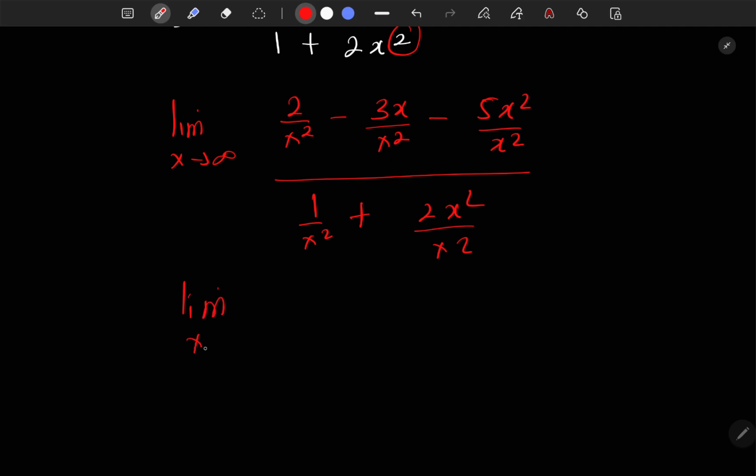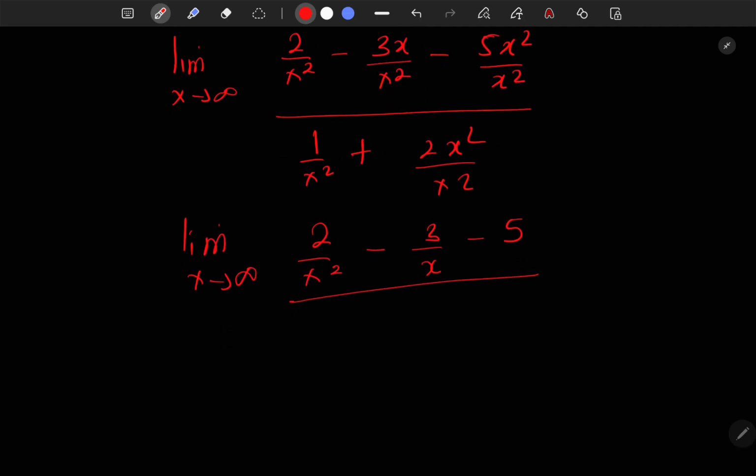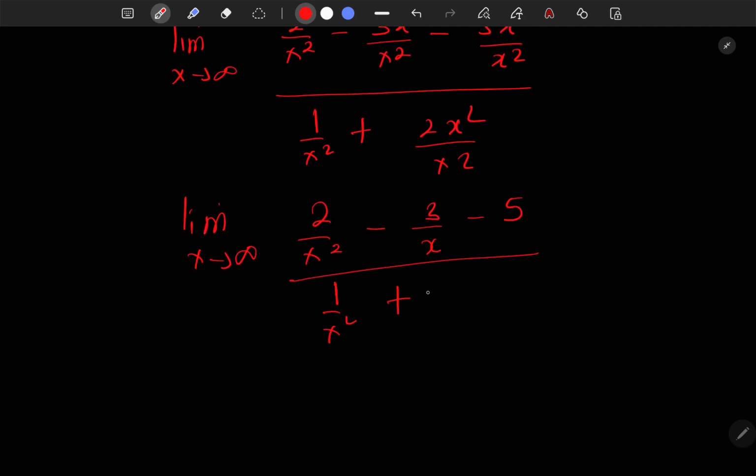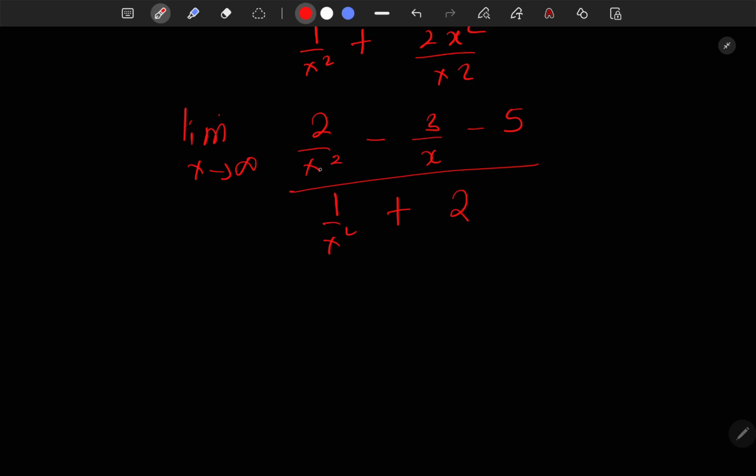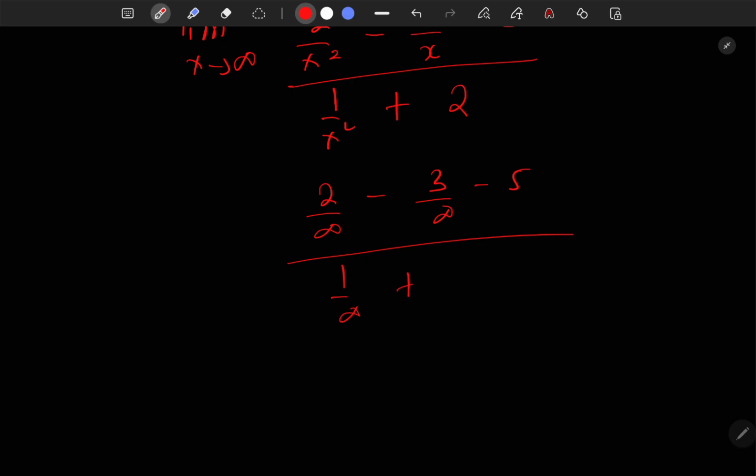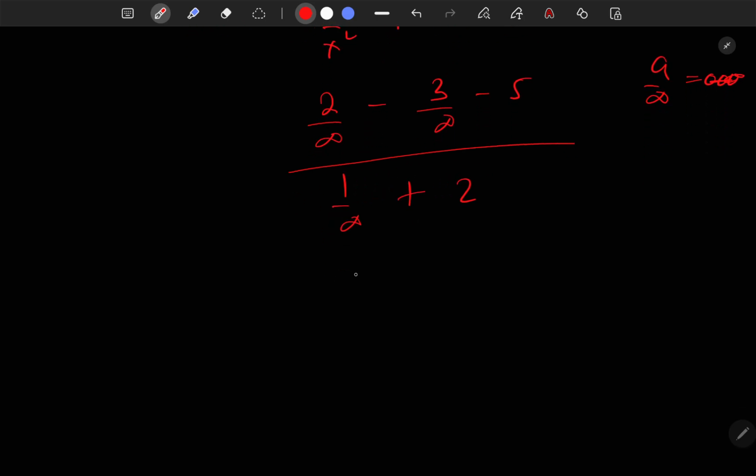Meaning the limit as x approaches infinity becomes 2 over x² minus 3 over x minus 5, over 1 over x² plus 2. Now, if I substitute infinity here, 2 over infinity squared is just the same as infinity, don't even have to repeat it, over infinity, minus 5, over 1 over infinity plus 2. If I divide a number by infinity, that number will keep on approaching 0. Meaning here we just got 0 minus 5 over 0 plus 2, which will give us -5 over 2.